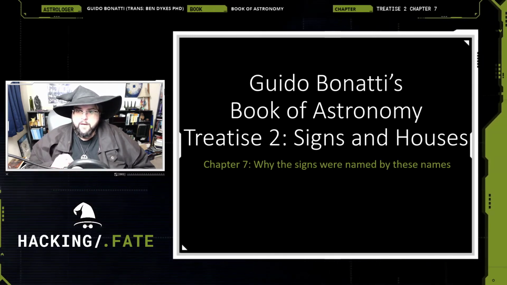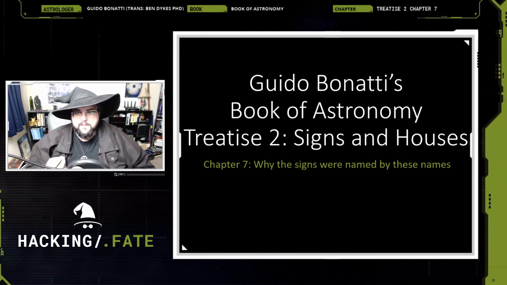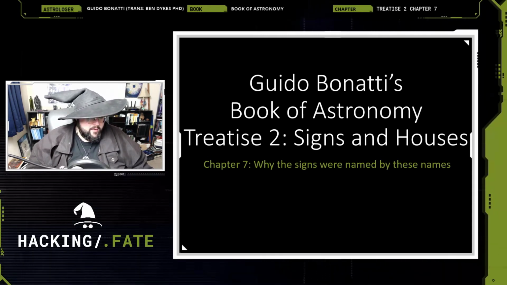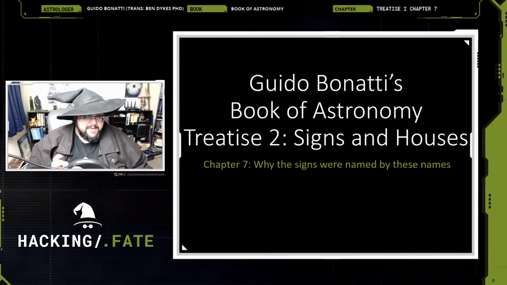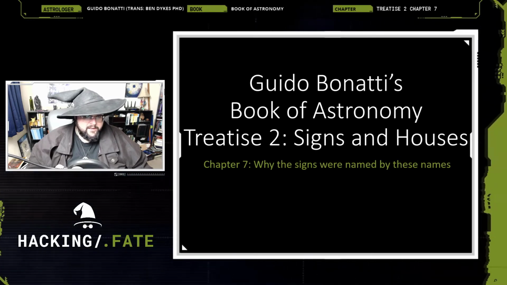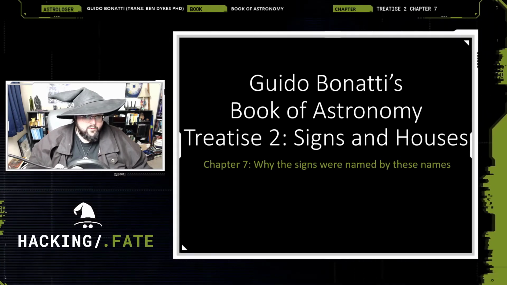So what Bonatti does in chapter 7 is he goes into why are the signs known by these names, and he does not once say it's because the stars look like a thing. And I'm going to do a lot of reading in this, but I want to break it down, and we'll discuss it as we go. So, we start with the sun enters Aries, heat is increased, for the reason the sun begins to be elongated from the equinoctial line and approaches towards the zenith of the northern region, and he is made strong in accordance with how the ram is said to have powers with respect to the strong ones of the animals.